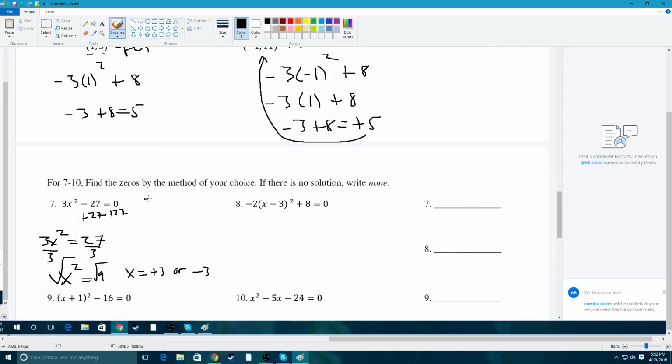Another way you could have done this was factor out the 3 from the beginning, and you get x squared minus 9 equals 0. And when you factor this, you get 3 times x plus 3 times x minus 3. And you say x plus 3 equals 0, and x minus 3 equals 0, which gives you these two answers.